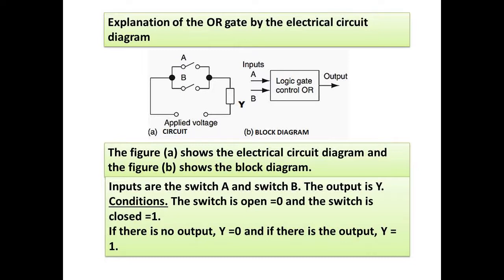Inputs are the switch A and the switch B. The output is Y. Conditions. The switch open is equal to 0 and the switch closed is equal to 1. If there is no output, Y is equal to 0, and if there is the output, Y is equal to 1.